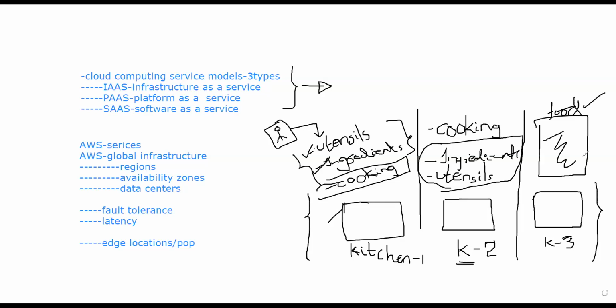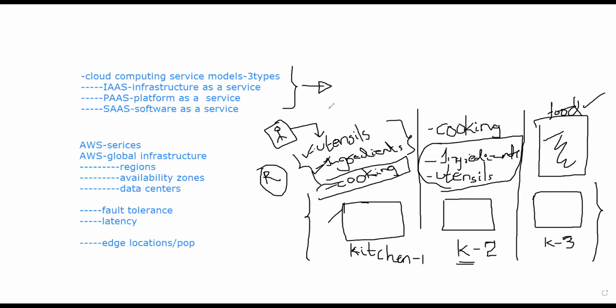So here, if you observe the example, in the first case, kitchen one, our responsibility is high. It is our responsibility to pick the utensils and to manage them. In the second case, we are not worried about the underlying infrastructure, the utensils and the ingredients, because the platform kitchen is maintaining that. In the third case, we are not worried about the cooking also. The ready food is available to us from kitchen three.